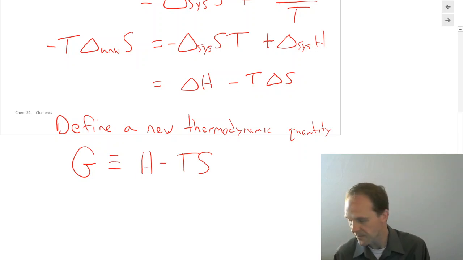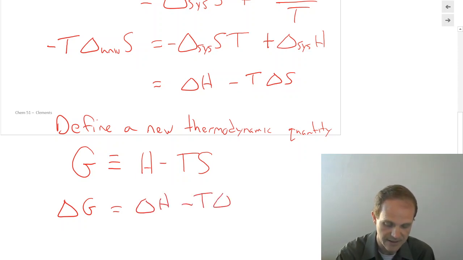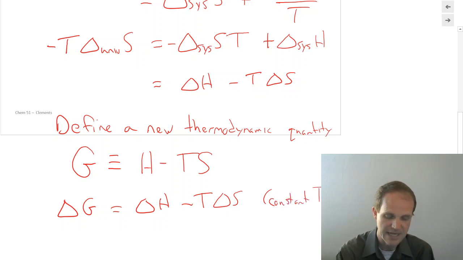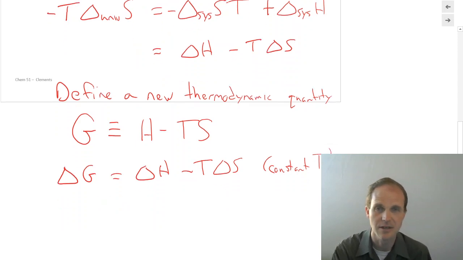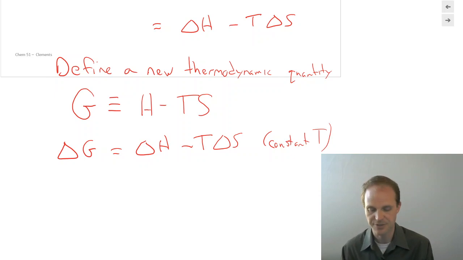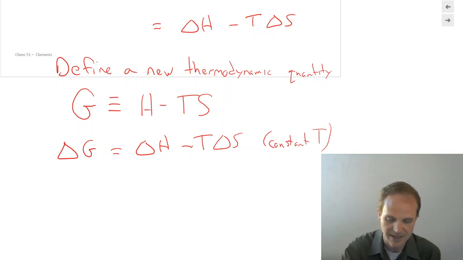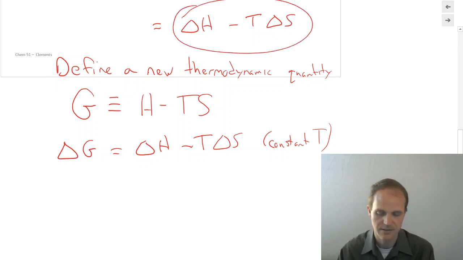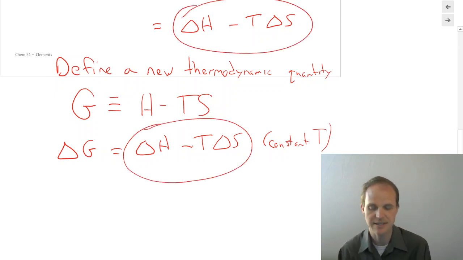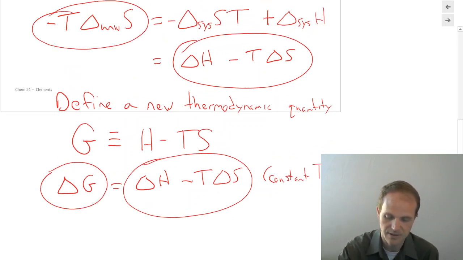TS, right? And if we look at that this way, we can say delta G equals delta H minus T delta S, assuming a constant T. Now we're going to take away the constant T assumption later, but it turns out in order to do this step, we are assuming a constant temperature. And so we have delta G equals delta H minus T delta S. And so look, I've got delta H minus T delta S. So this thing on my left must be equal to this.